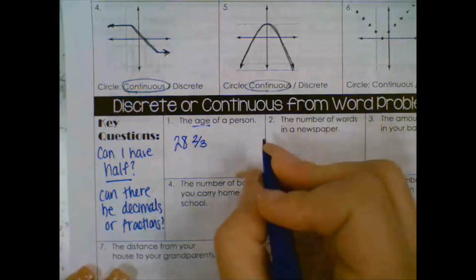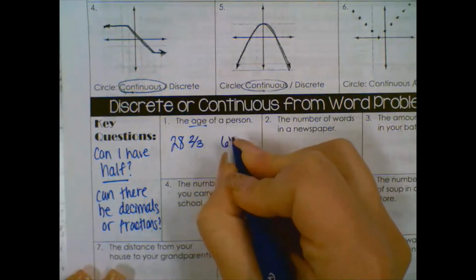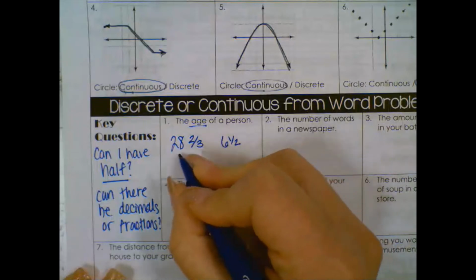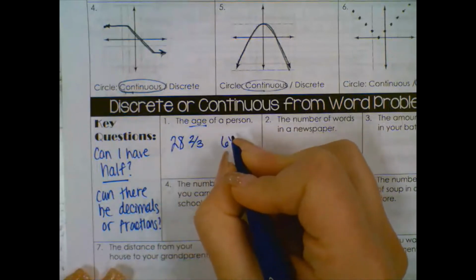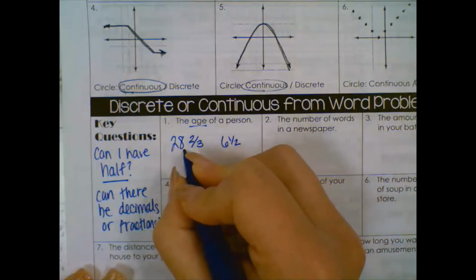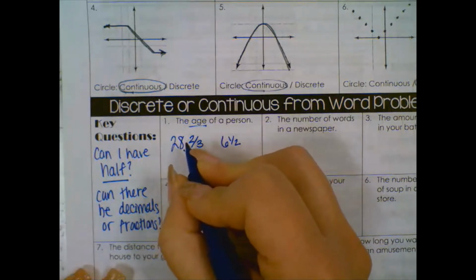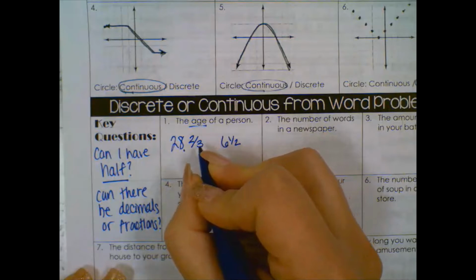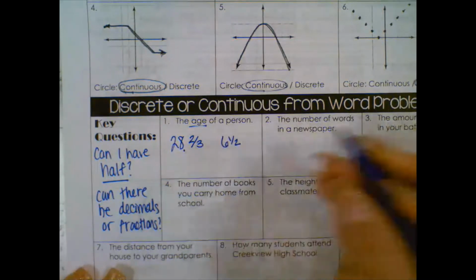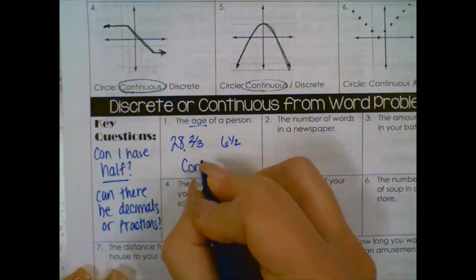Think about when you were a kid, you wouldn't just say I'm 6, you would say I'm 6.5 years old, right? So we actually age continuously, right? We don't just say I'm 28 until I turn 29. I'm 28, 28 in 1 day, 28 in 2 days. So I have these little decimal increments, which means age is continuous.